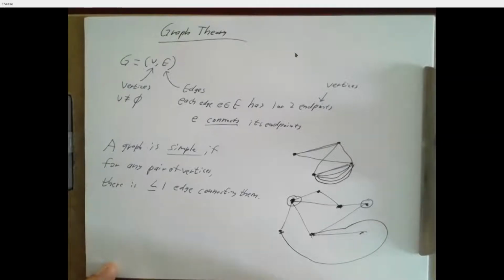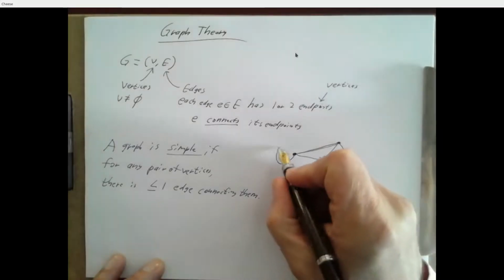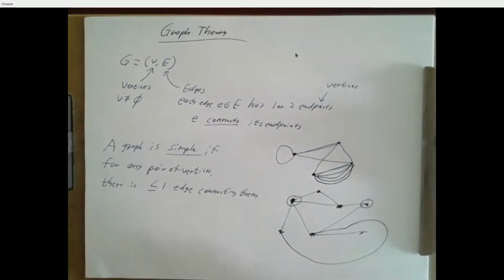You say that each edge has one or two endpoints. What's the case where we only have one? Sorry. So you can have loops.